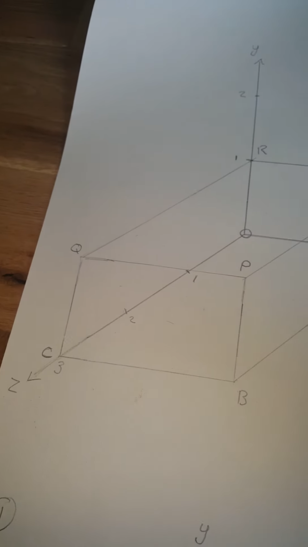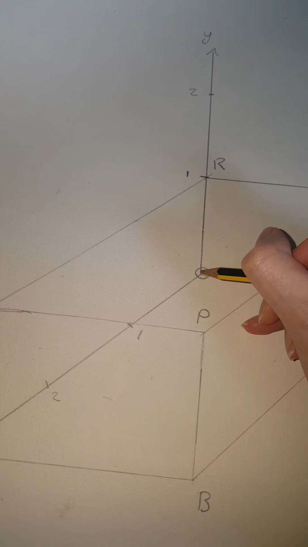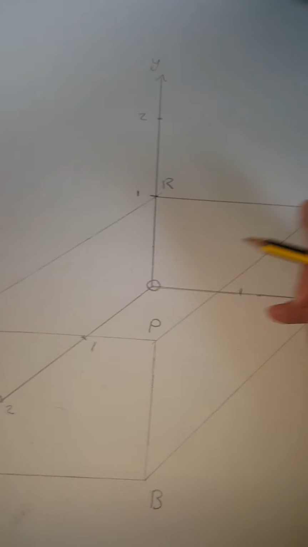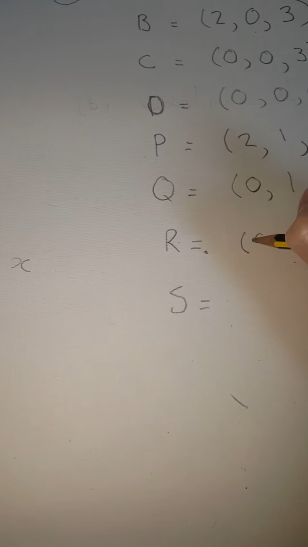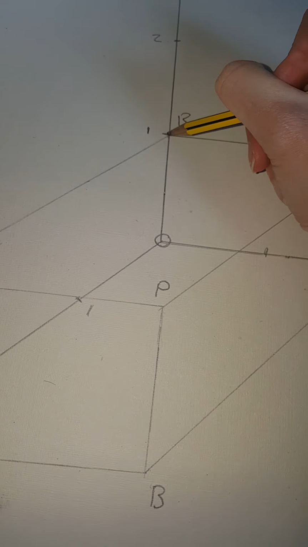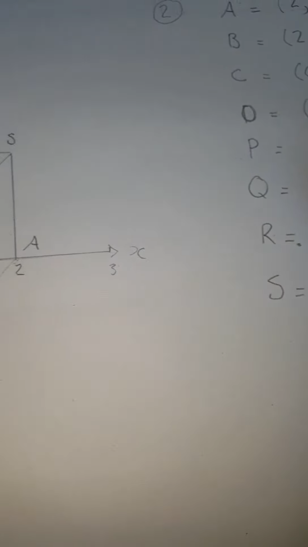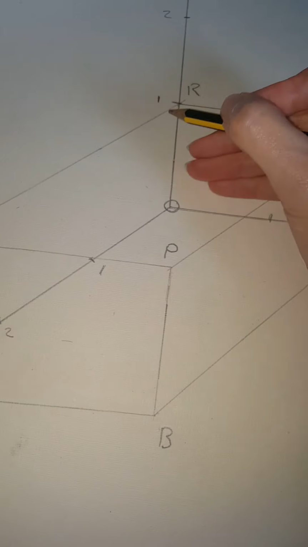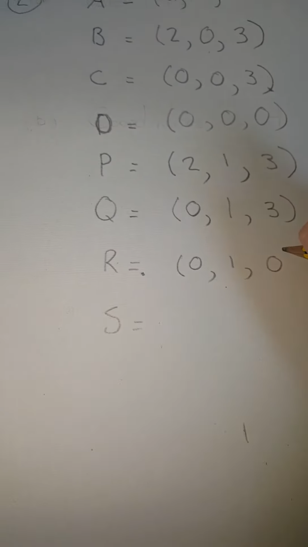Okay, and finally R, I don't go along the x at all, so my x coordinate is 0. I go up my y coordinate 1 place, so my y coordinate is 1. And I don't go out z at all, so z is 0.